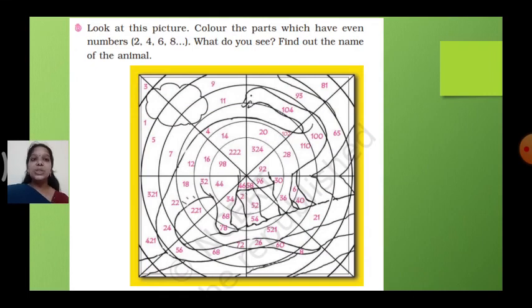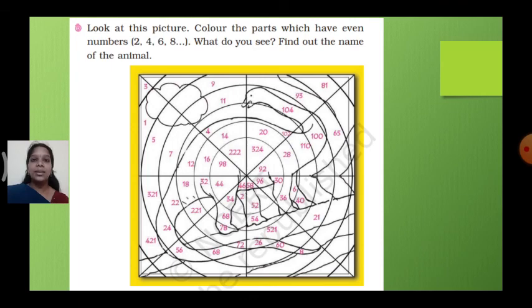Next, look at this picture. Color the parts which have even numbers like 2, 4, 6, 8. You know what even numbers are, right? Color only the even numbers. After coloring the even numbers, observe what you see and find out the name of the animal. This one, do it in your textbook itself and write the name of that.